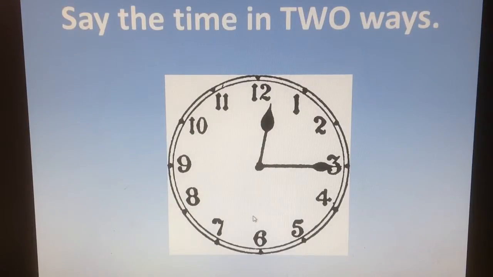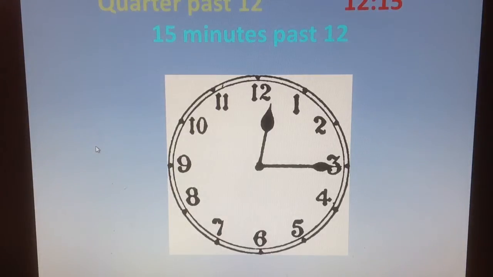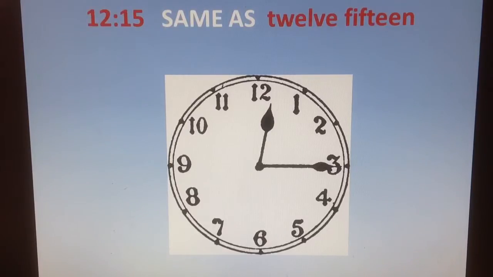Say this time in 2 ways. 12:15, quarter past 12, 15 minutes past 12. Oh, and I wanted to point out that saying 12:15 is the same as writing it out in letters. A lot of students say it's 2 different ways to say it, but I'm taking that as one way.